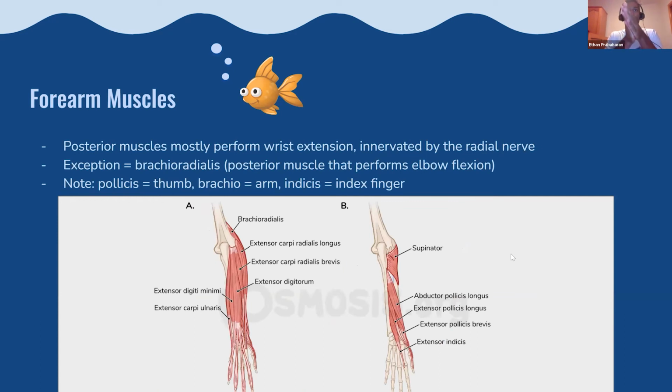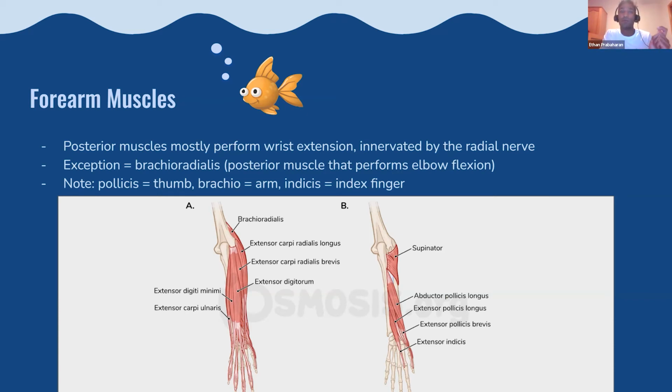Okay, then there's a lot of posterior muscles as well. You'll note that lots of them are called extensor because the posterior compartment of the wrist performs wrist extension. And again, it's innervated by the radial nerve. So remember we said radial nerve damage at the radial groove will cause wrist drop. That's because it innervates all the extensors of your wrist.